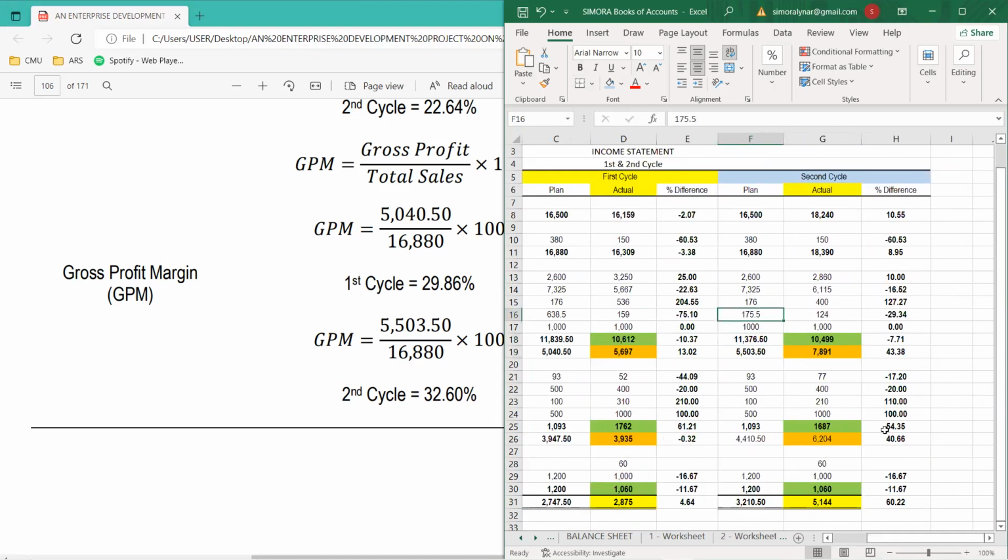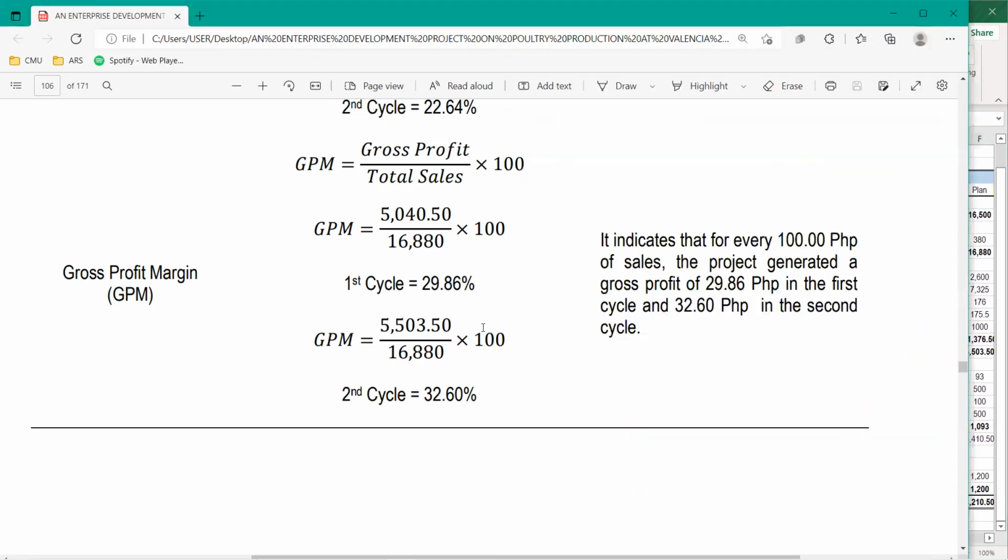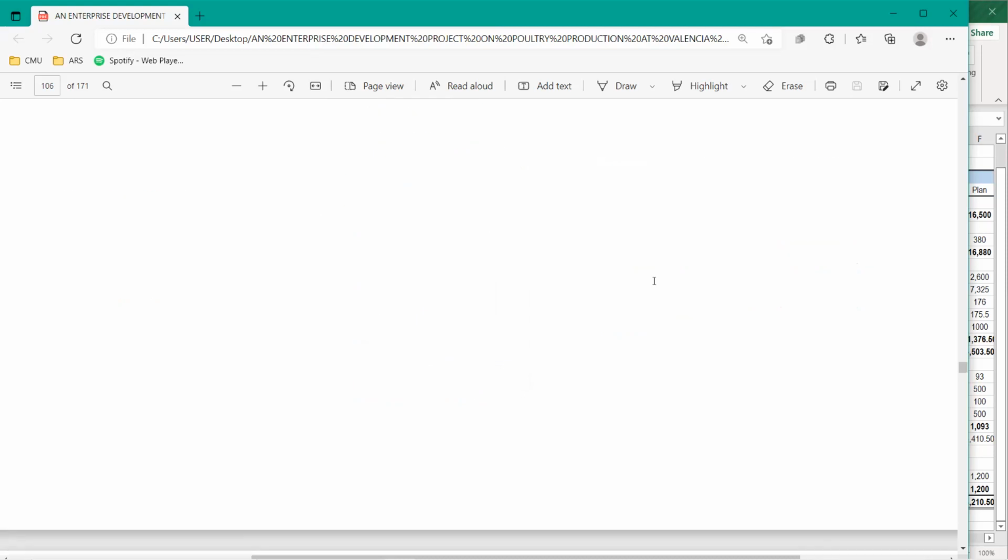Plan versus actual gyud na siya always ang kakahitabo. So for your thesis too, mostly you just need to indicate your plans. So okay, that's it for the gross profit. So GPM of 5,503.50 over 16,880. So that's how we interpret it too.